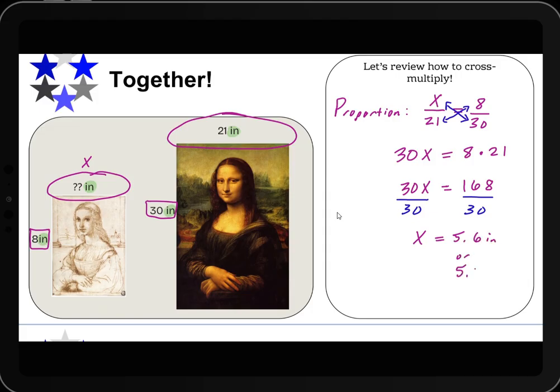Or you can use the symbol for inches. So we actually now know the width of that potential preliminary sketch that Leonardo used prior to having painted the Mona Lisa. And this is an example of the technique that you're going to need in order to solve 2 of the 3 exit ticket problems that you have.